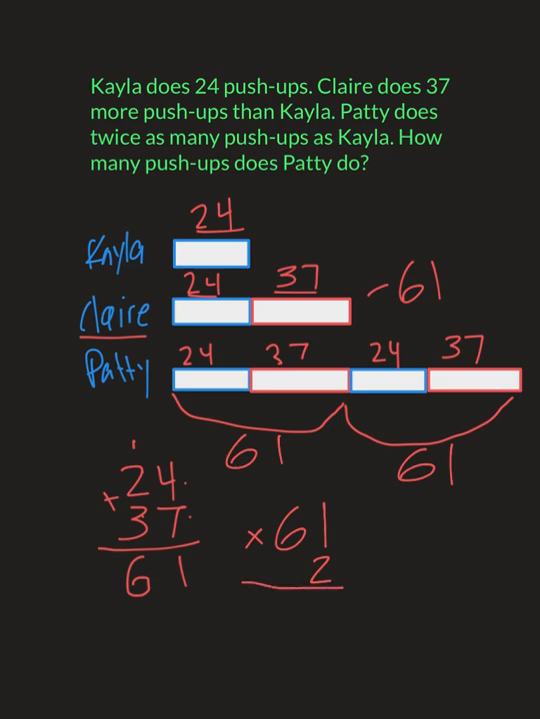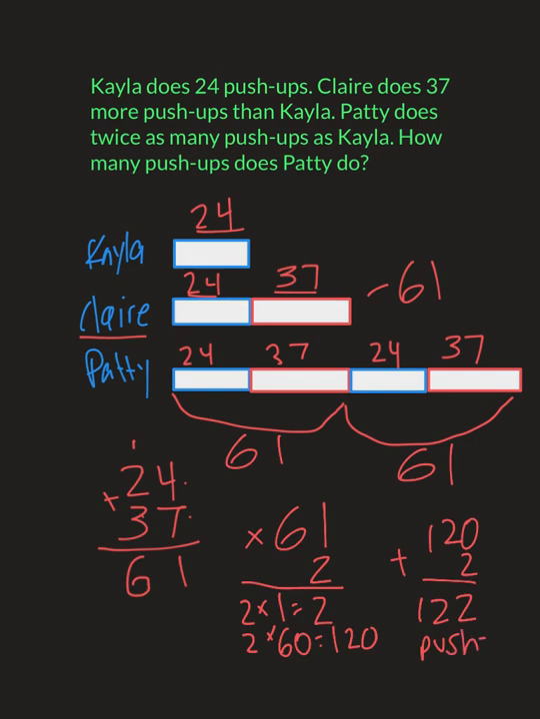All right, and now, to multiply 61 times 2, I'm going to do this using the partial product strategy. So 2 times our ones place is just going to be 2. And then 2 times our tens place is going to be 2 times 60, which is going to be 120. And then I'm just going to add these up to get a total of 122 push-ups for Patty.